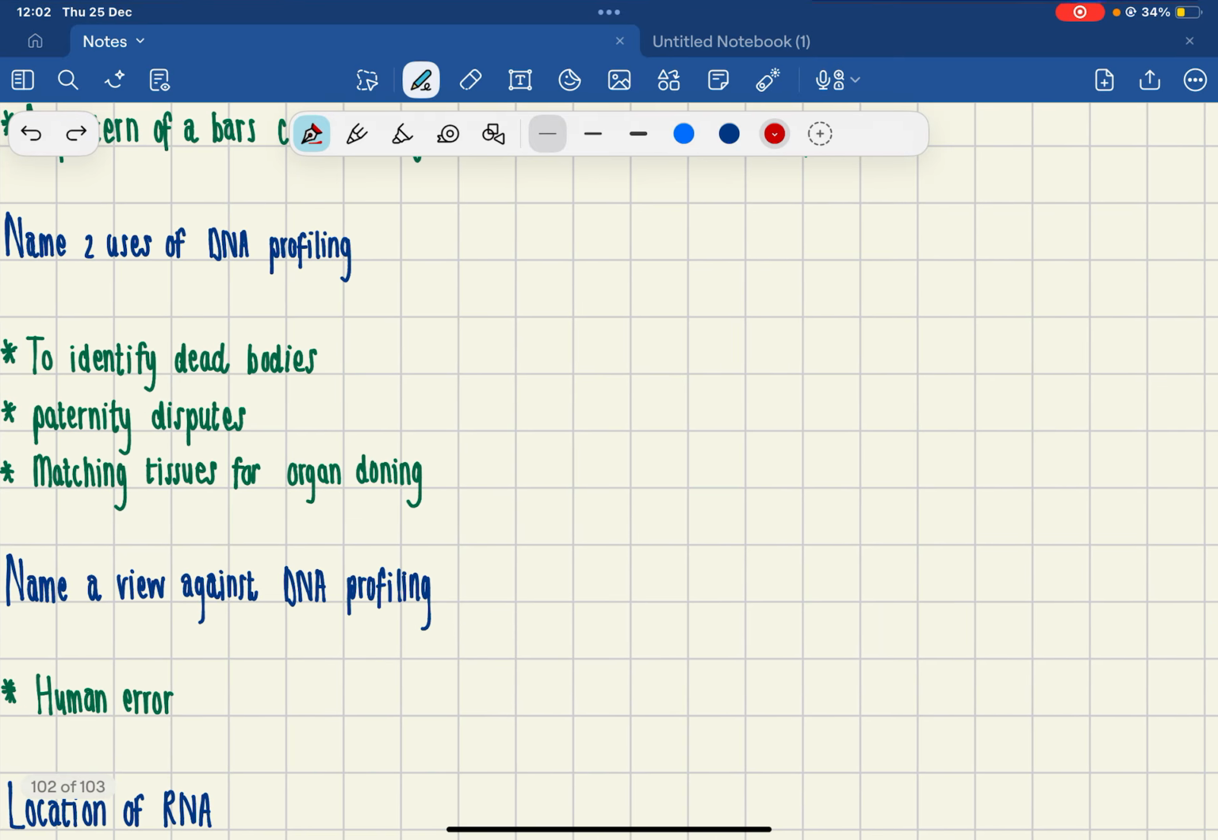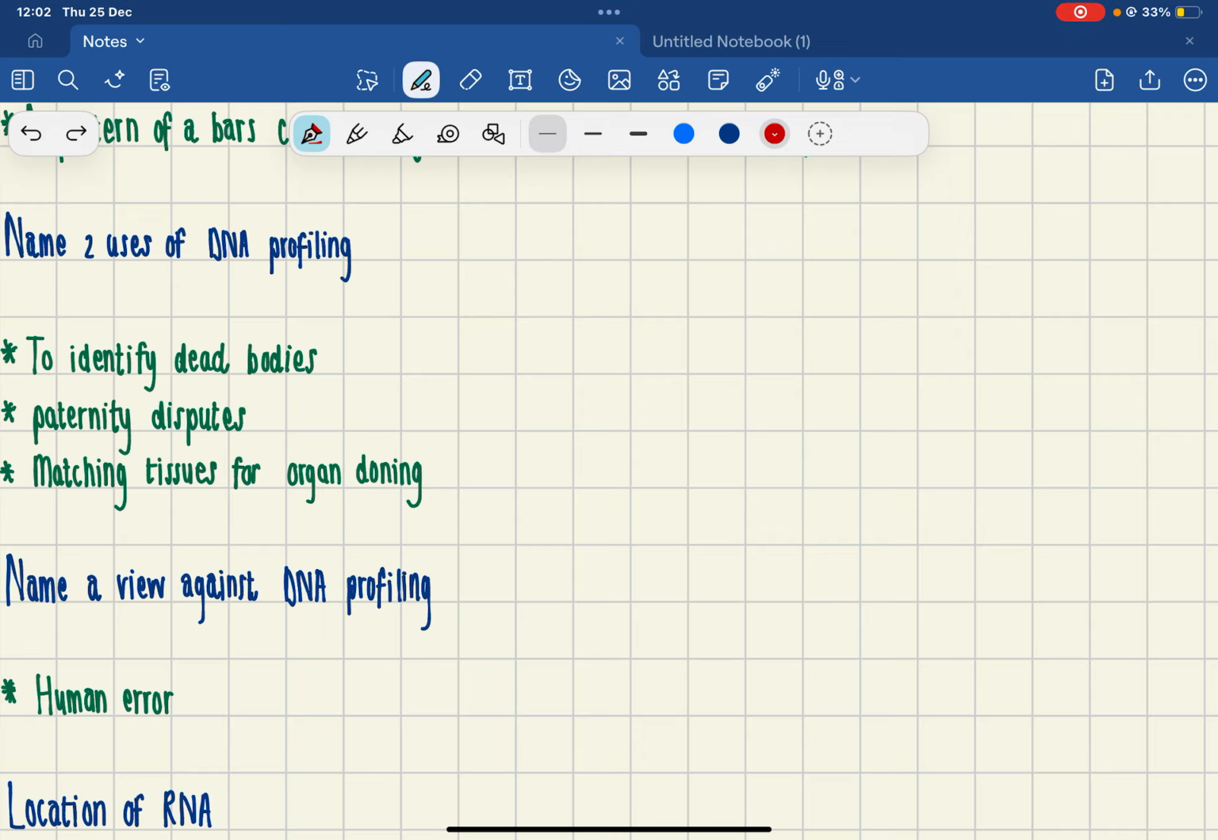Now, name two uses of DNA profiling. I want you to know these because they might give you one in an example and say, except for the one mentioned, when looking at an investigative question. The first one is to identify dead bodies. The second one is paternity disputes, where you don't know who the father of your child is, or you have doubts about being the father of someone.